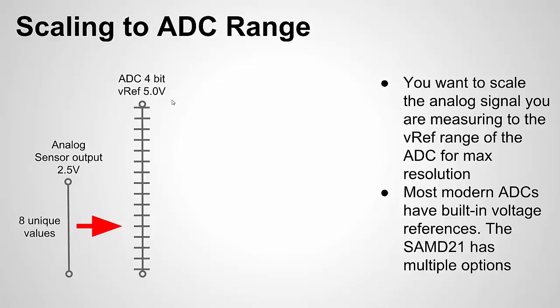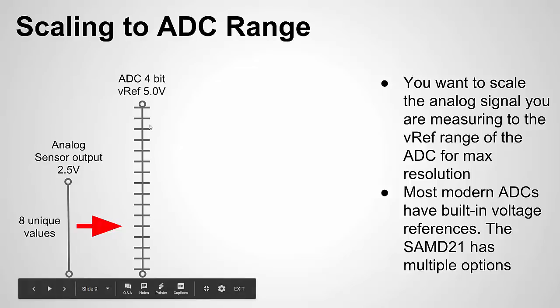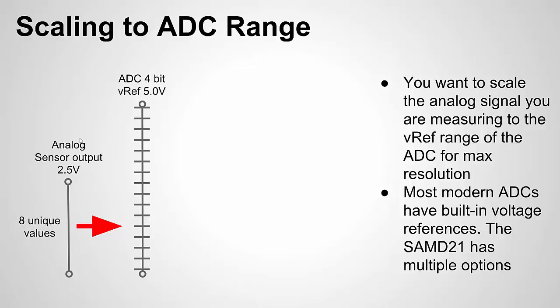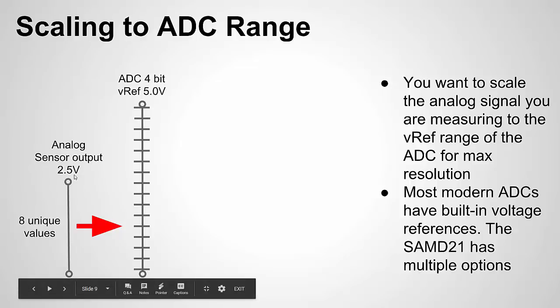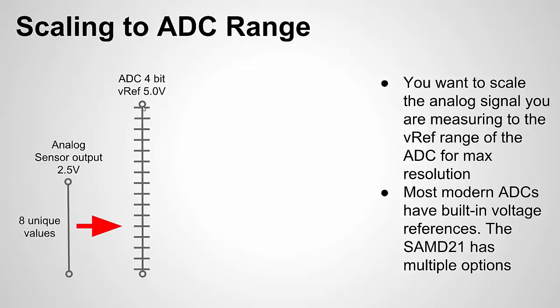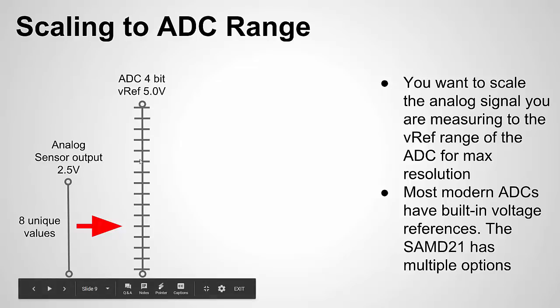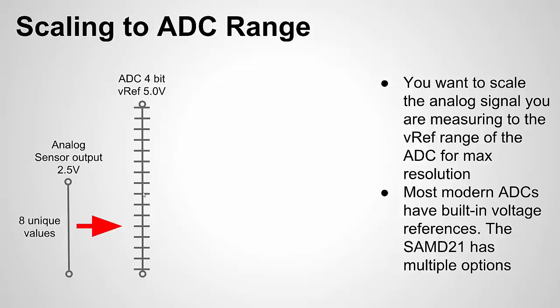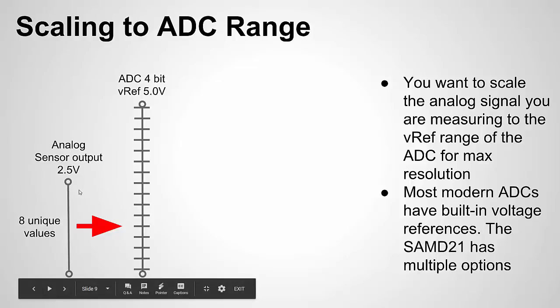So let's say we have an ADC voltage range of 5 volts, and it's 4-bit. So we have 16 distinct levels, right? Because 2 to the 4 is 16. Let's say we want to measure a signal from an analog sensor, an analog output from a sensor. But let's say that sensor's output only goes from 0 to 2.5 volts. So that means we're not using the whole range of the ADC. So if we make a measurement on this sensor output, we can only represent it in 8 different values, right?